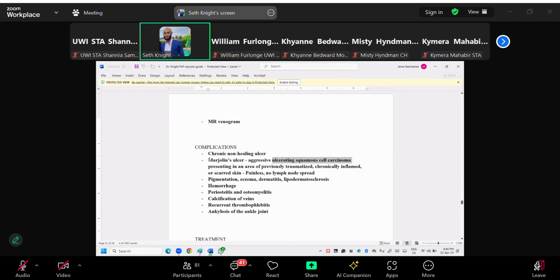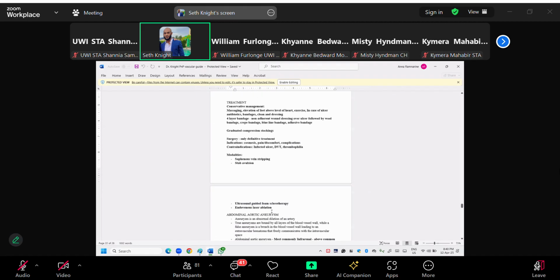But a Marjolin's ulcer, guys, you need to know about that. And these are all the other complications of venous insufficiency: non-healing ulcers, lipodermatosclerosis. Of course, it could bleed. You could have osteitis, osteomyelitis, etc. Very self-explanatory.